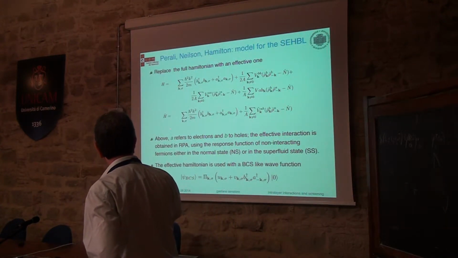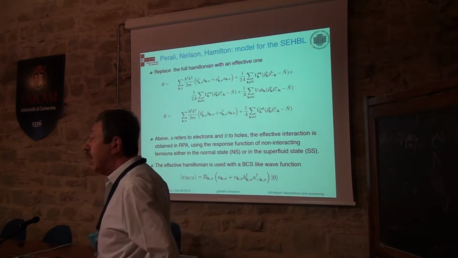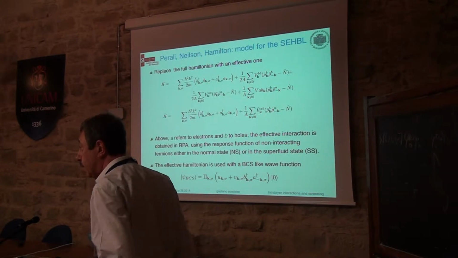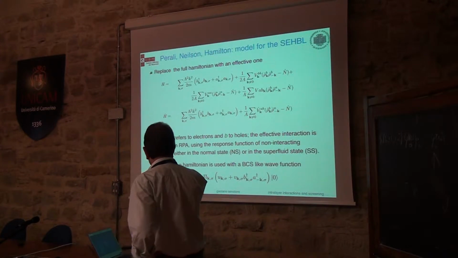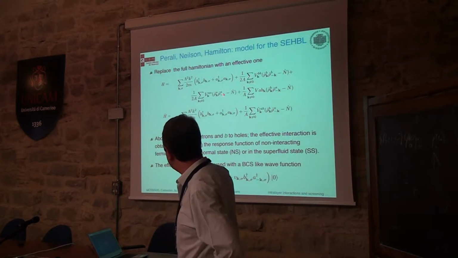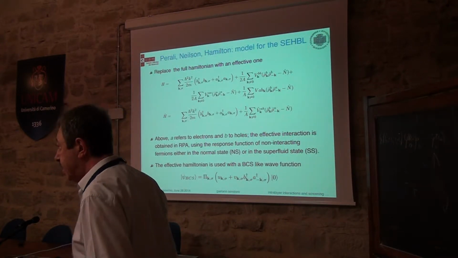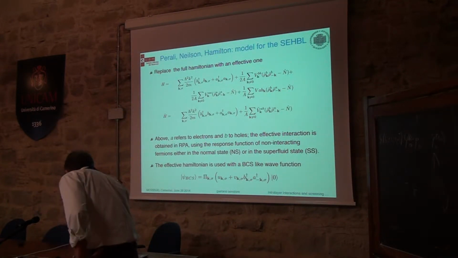In this, again, A and B refer to electrons and holes, so that we have creation of electrons and holes there. They use a BCS-like wave function, they minimize the expectation value of the free energy, and they get the solution.